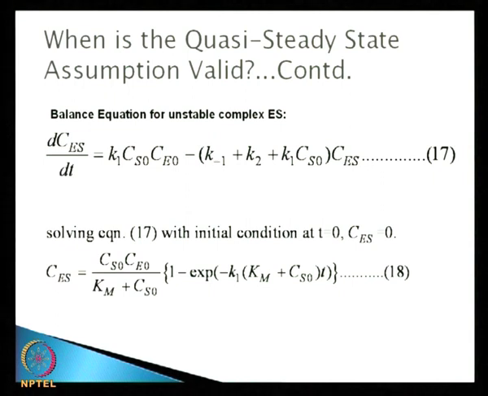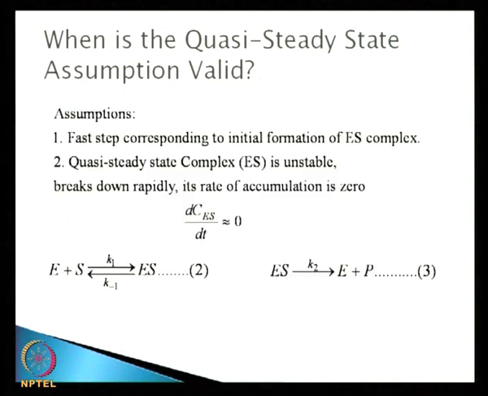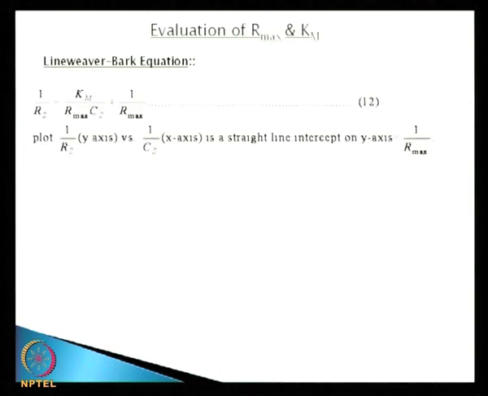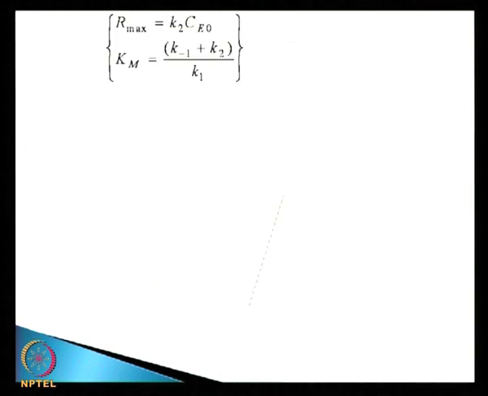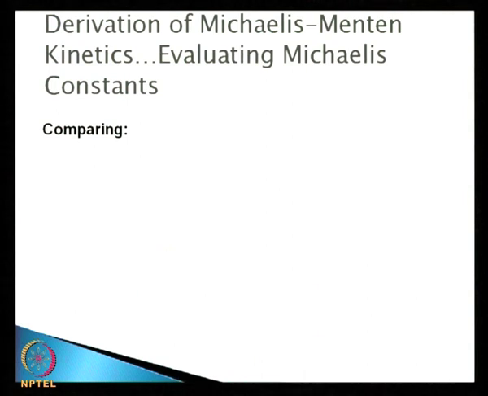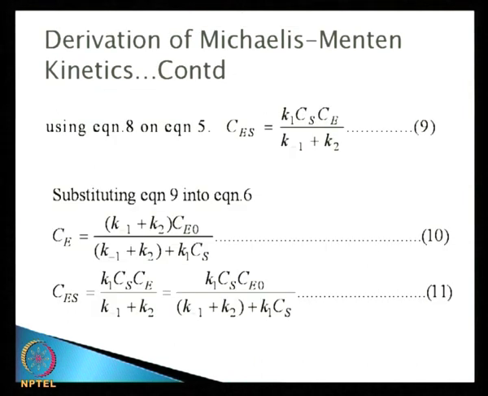Our next equation is ES giving E plus P, right? So your CES is given here. You know CES as a dynamic. So write that equation quickly. Write the balance equation here. Write the balance equation for the second reaction, formation of P, right?